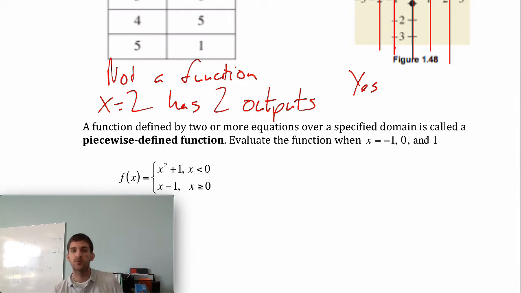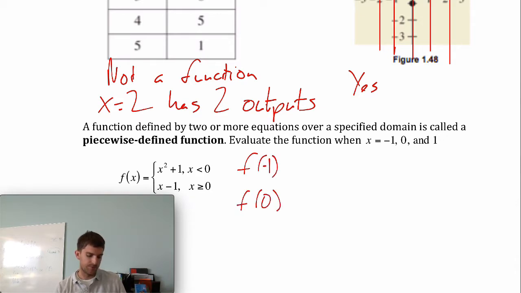We're asked to take the function below and evaluate it for x equals -1, x equals 0, and x equals 1. So the function is f of x equals, and it's got those two pieces there: x squared plus 1 if x is less than 0, and x minus 1 when x is greater than or equal to 0. So we're going to plug those values in. We're going to plug in -1 to the function f, we're going to plug in 0, and we're going to plug in +1.